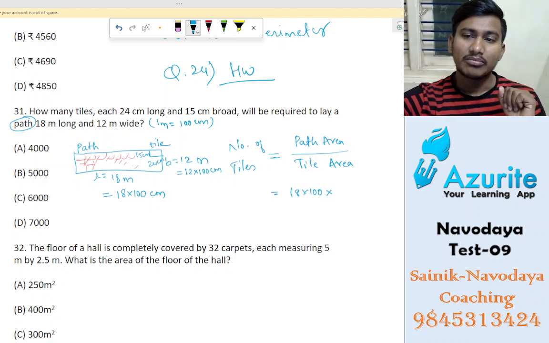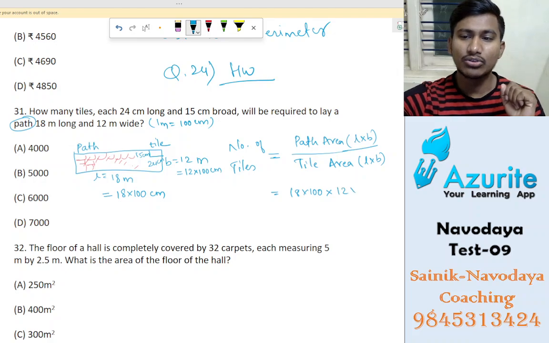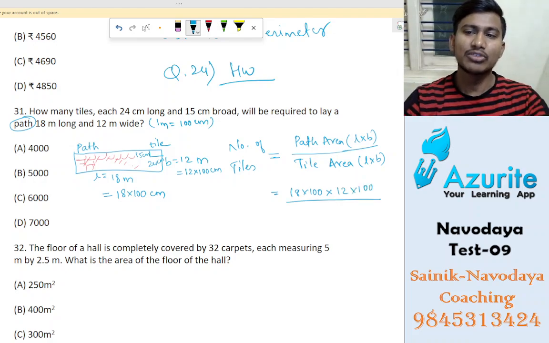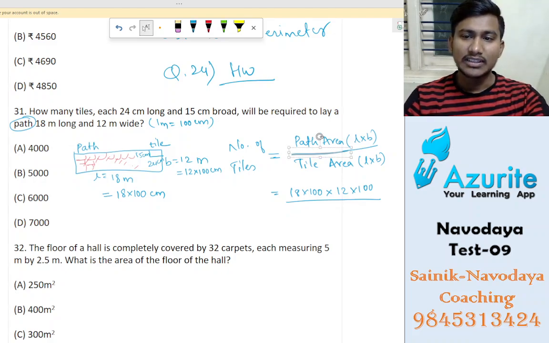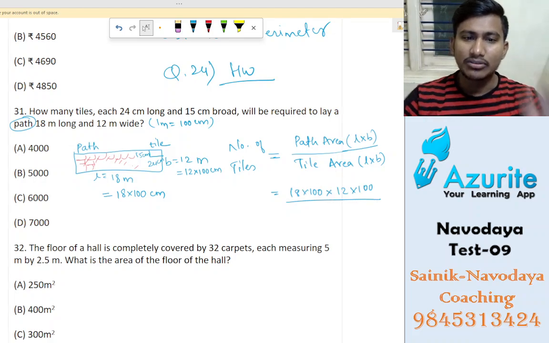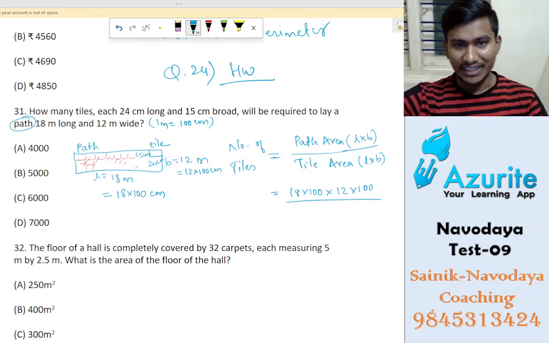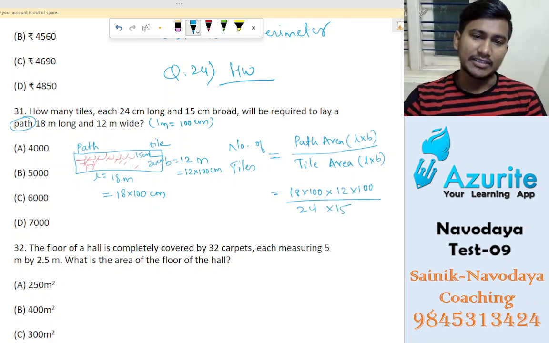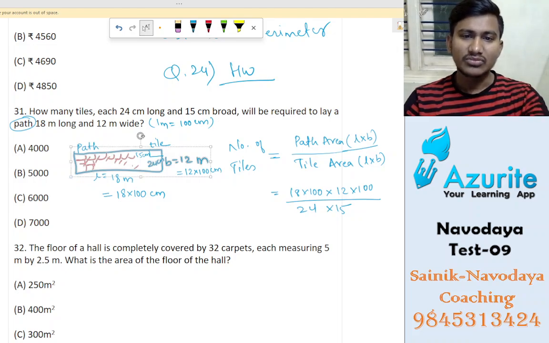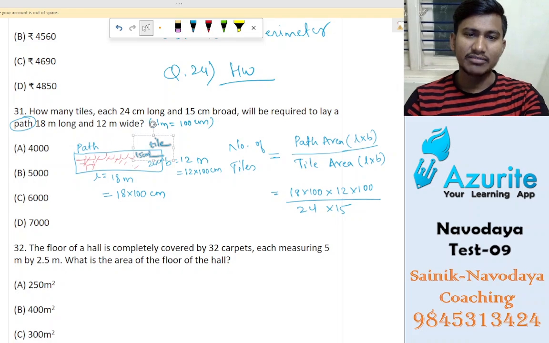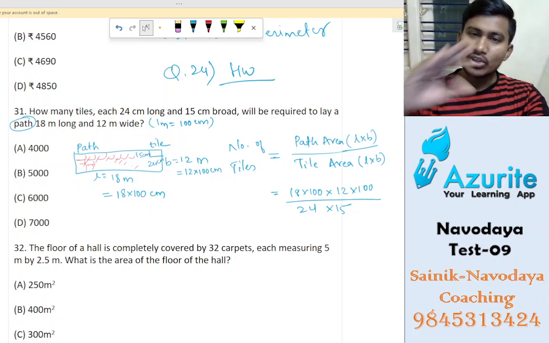We know we find the area by length into breadth, right? Yes. Length into breadth. So here 18 into 100 and 12 into 100 divided by will be how much? Yes, that will be the area here. Okay. So of the path, we got the area of the what? Path. Now let's find the area of the tile. So tile is smaller, that is 24 centimeter into 15 centimeter, right? Here tile is smaller, right? So now we have to cancel it out.